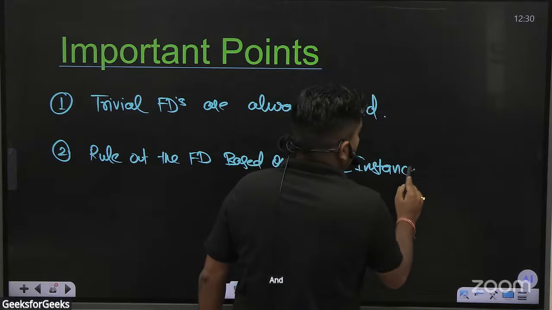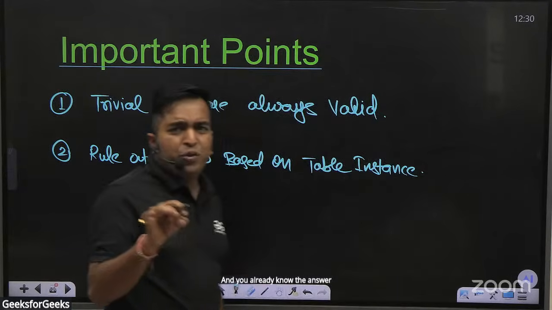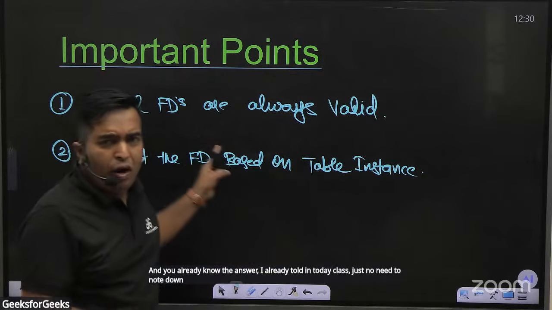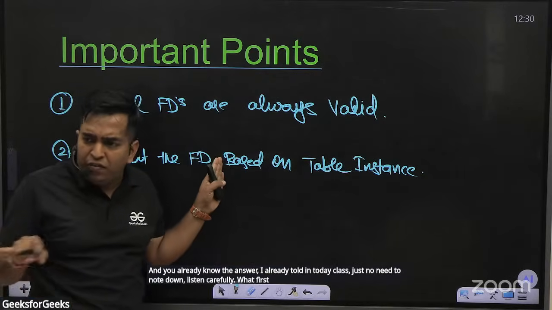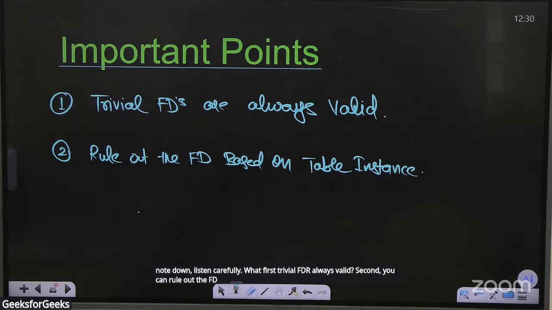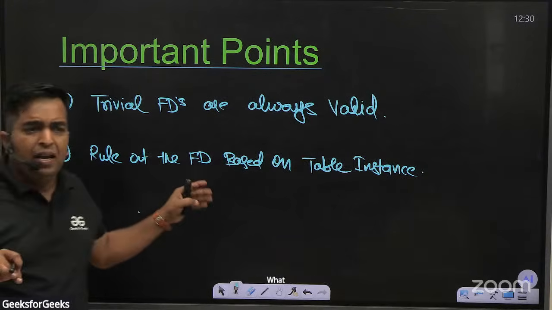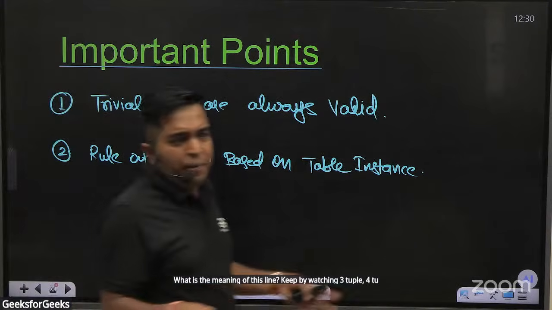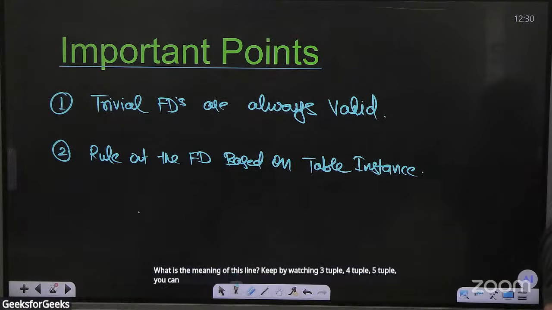You already know the answer. I already told it in today's class. No need to note down, listen carefully. First, trivial FDs are always valid. Second, you can rule out an FD based on table instances. What is the meaning of this line? That by watching 3 tuples, 4 tuples, 5 tuples, you can't tell about the whole database. Are you getting the point?